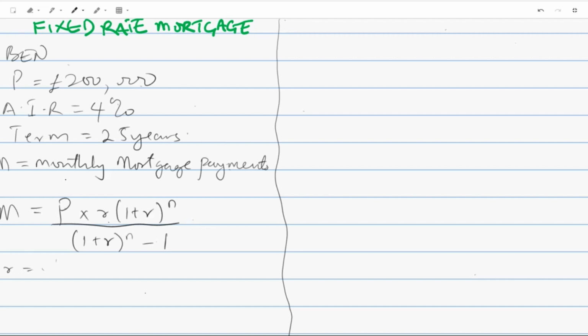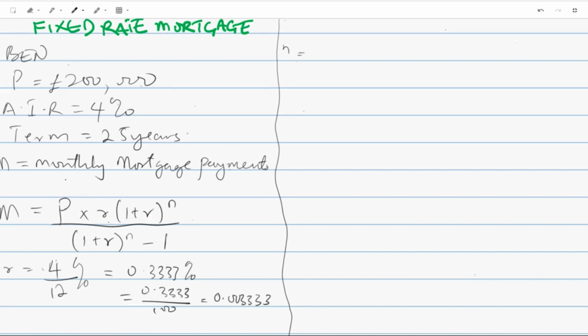To calculate that, we know that the annual rate is 4%. So that's 4 divided by 12, which is 12 months in a year. That should give you 0.3333%. To get rid of that percentage, we have 0.3333 over 100. That should give us 0.003333.